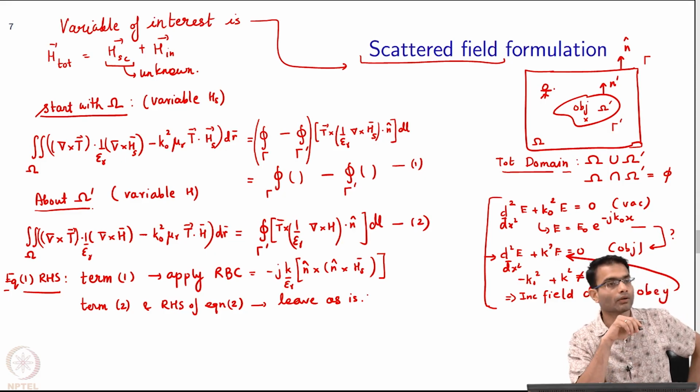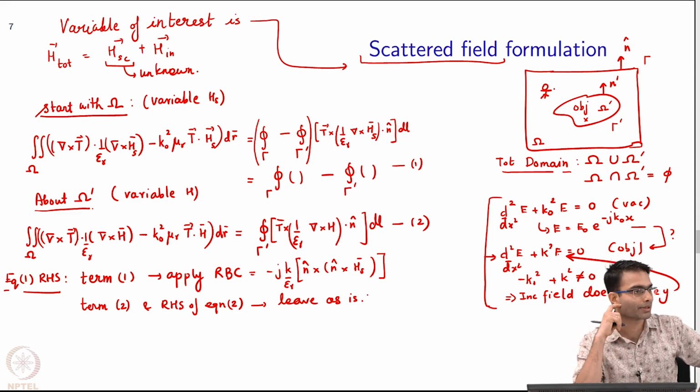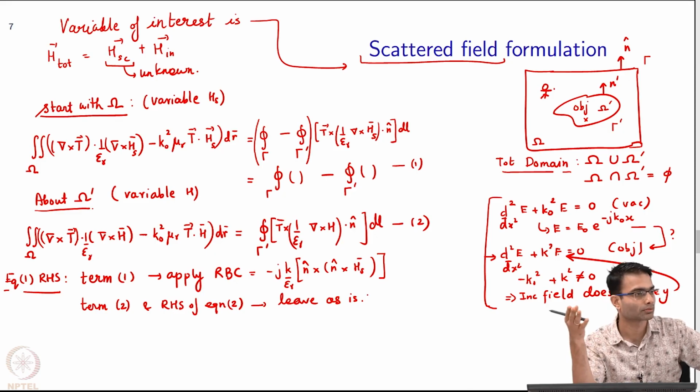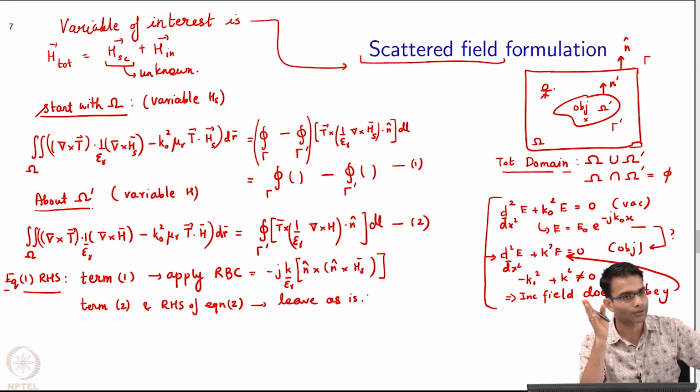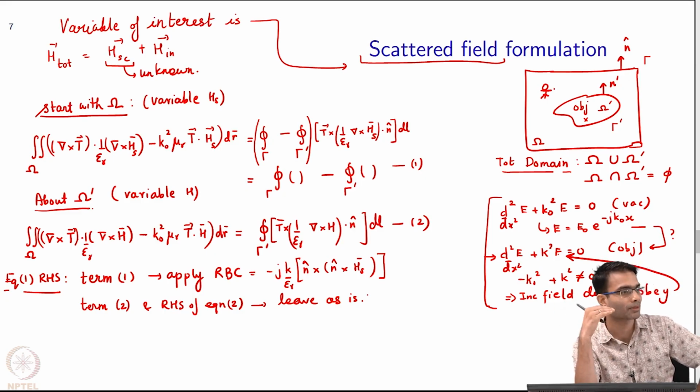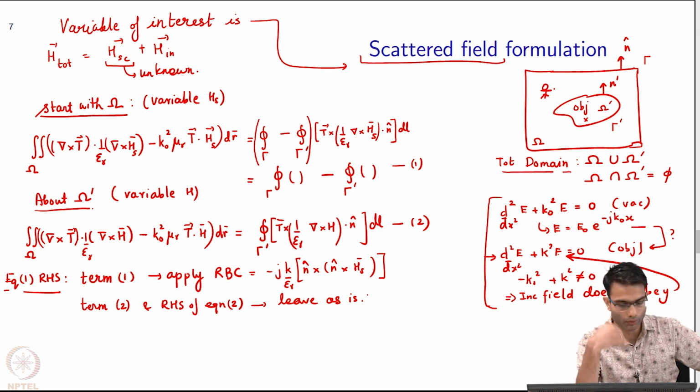So the main question that has come about now is, what happened to the incident field? Where does the incident field enter inside the system of equations? Equation 1 can be written in terms of total field. That is the total field formulation. So that's what we did previously. But in the scattered field formulation, where the variable of interest is the scattered field, where has the incident field vanished? Or has it vanished? Where am I switching between variables?